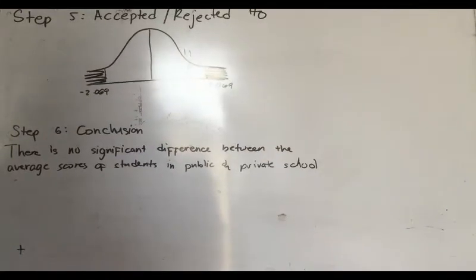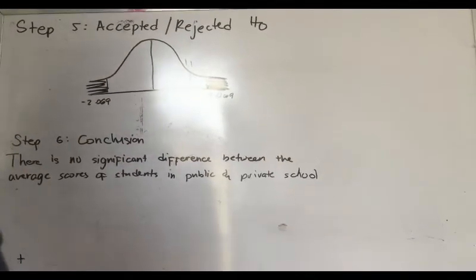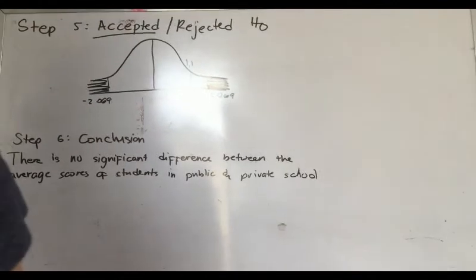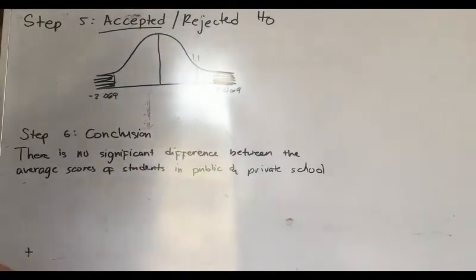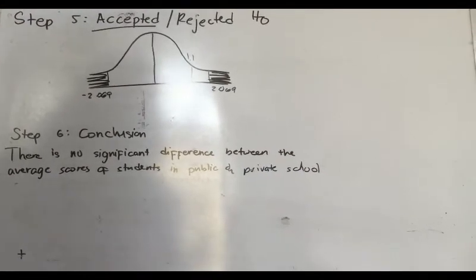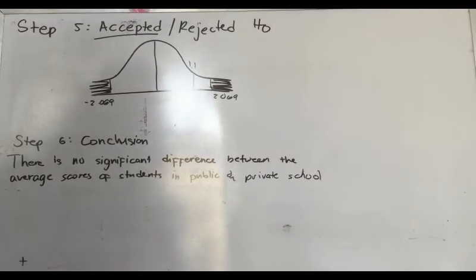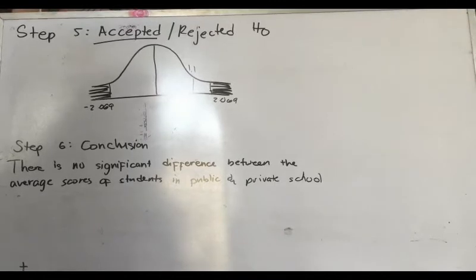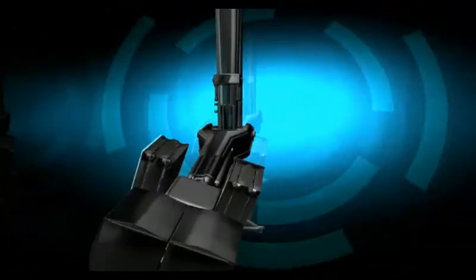Step 5. Accept or reject HO. It is accepted since it lies in the acceptance region. Step 6. Conclusion. There is no significant difference between the average scores of students in public and private school.